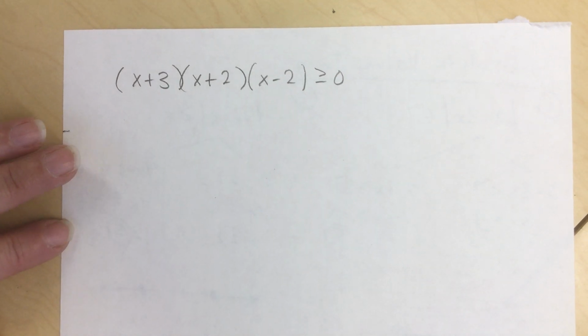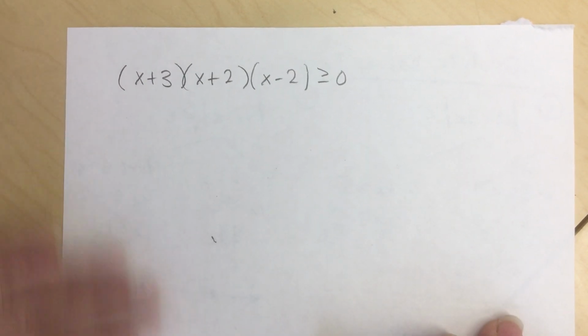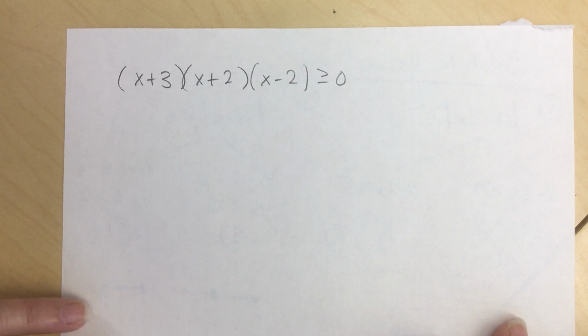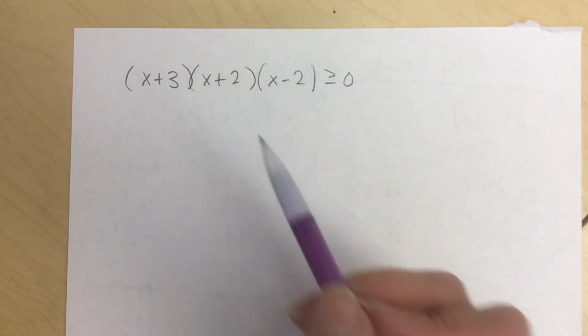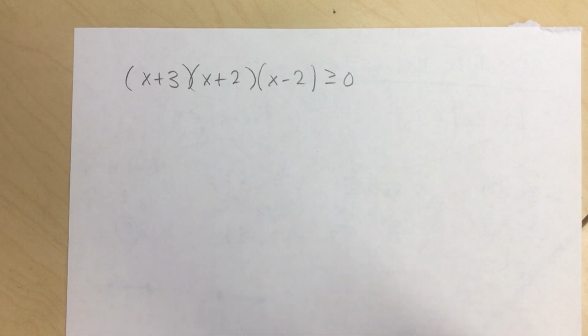Okay, so let's say we're doing an inequality that's not an absolute value, but it's something way more complicated than just a line. So this would be a polynomial inequality. Now the nice thing about this is once you learn this method, it's going to work for lots and lots of different types of problems. No matter how complicated the problem is, we're going to work it the same way.